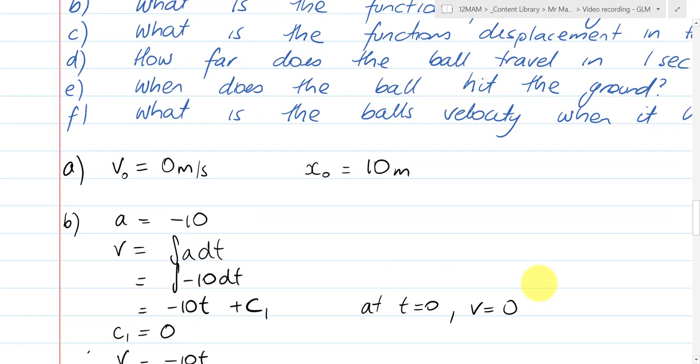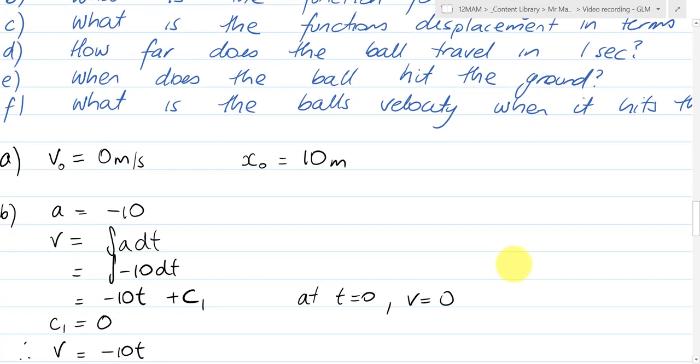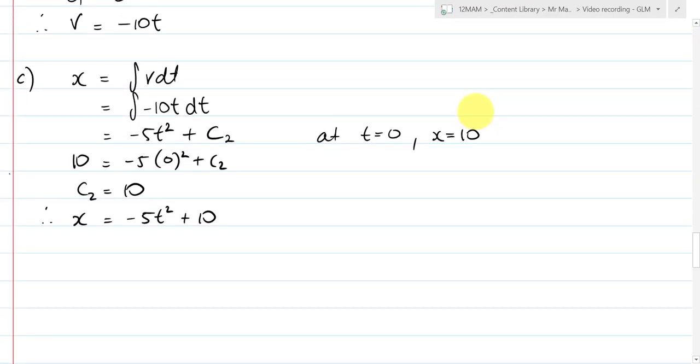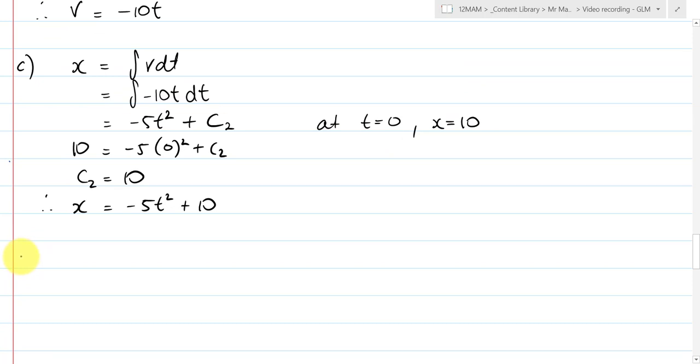Question D. How far does the ball travel in 1 second? Well, the ball at 0 seconds hasn't travelled at all. So in 1 second, all we have to do is substitute in t equals 1, and we get x is equal to negative 5 times 1 squared plus 10, which is negative 5 plus 10, which is equal to 5.